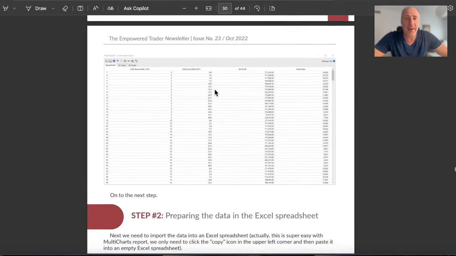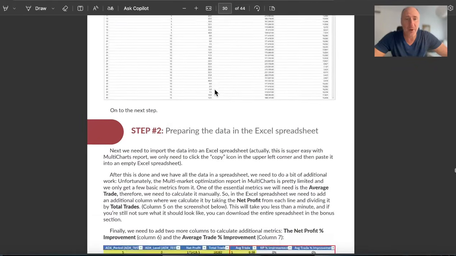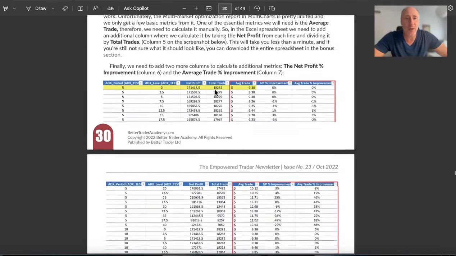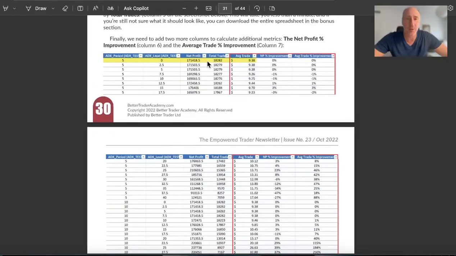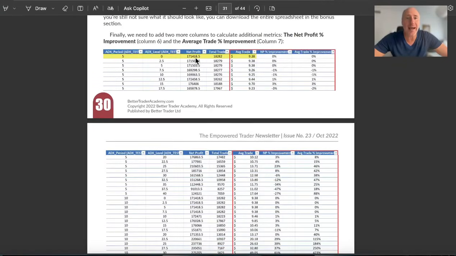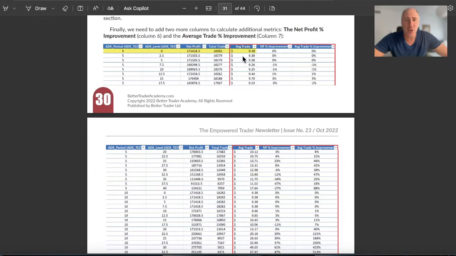So we get an optimization report, and now what I need to do is import it into an Excel spreadsheet. Again, all the details are explained in the document below. And then I need to see what the improvement is against the base. Okay, so that's the trick. So I want to know how I can improve net profit and also average trade in percentages against the base.